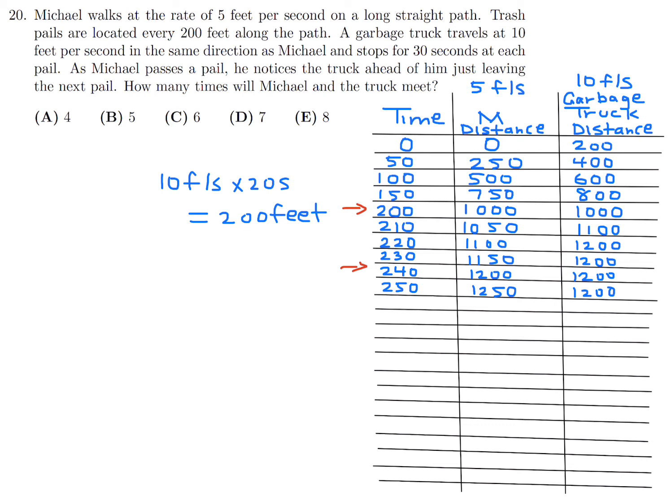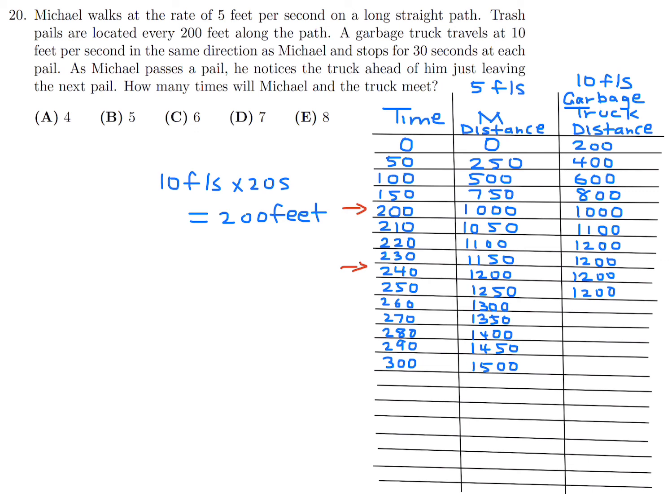All right, let's just keep going now, again by tens. 260, 270, 280, 290, and 300, like that. Well, Michael just keeps going. His calculations are relatively straightforward. 1300, 1350, 1400, 1450, and 1500, like that.